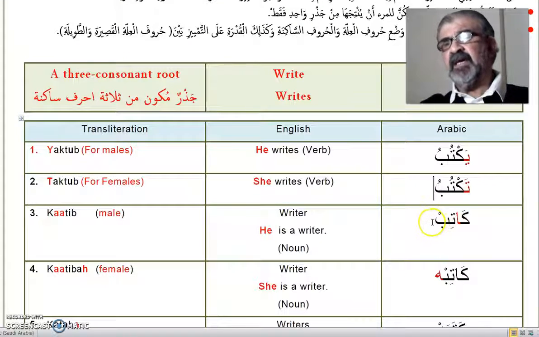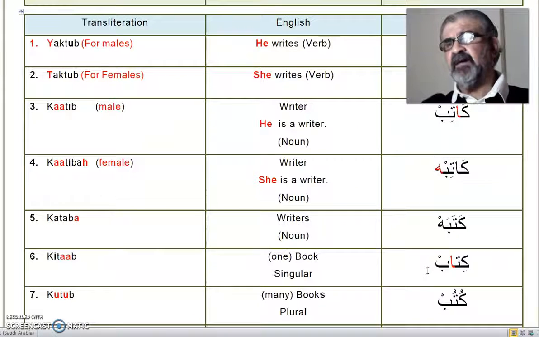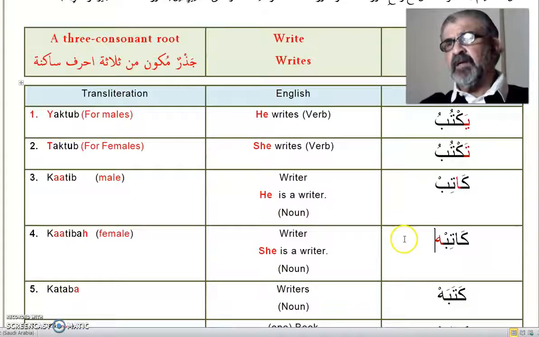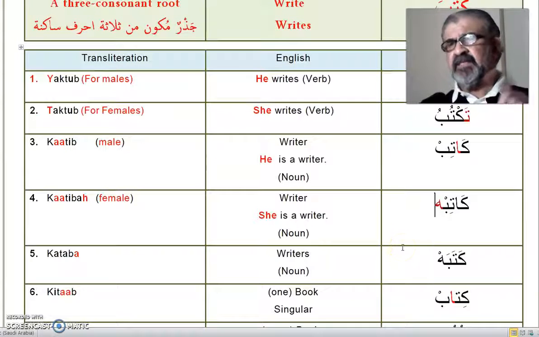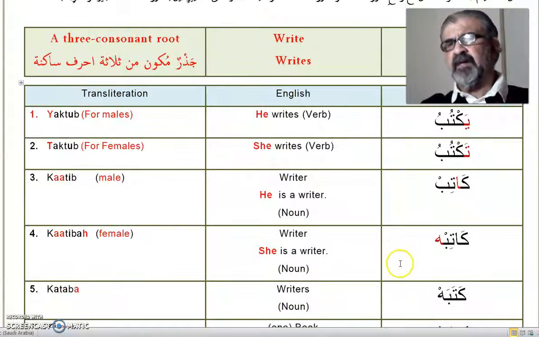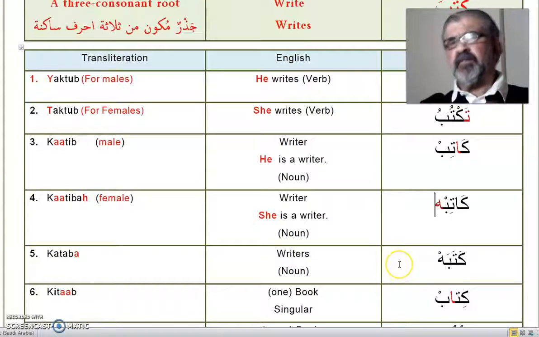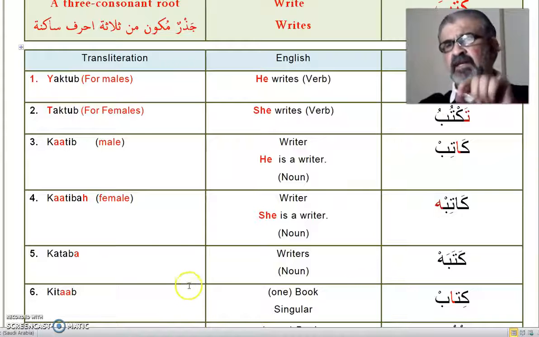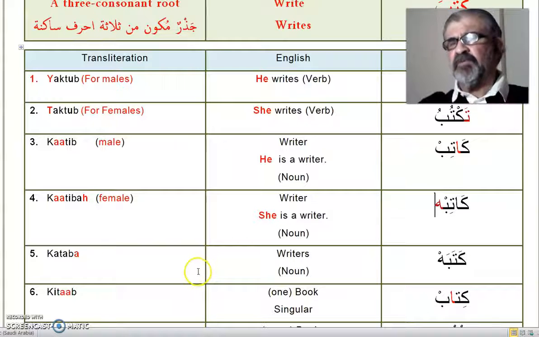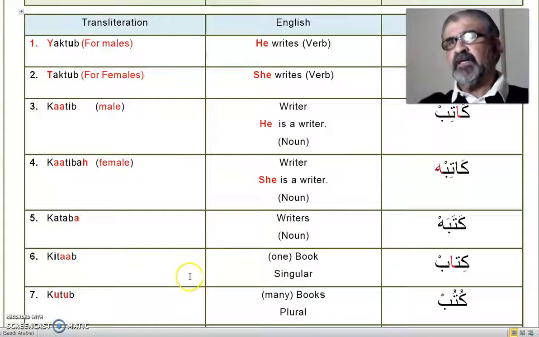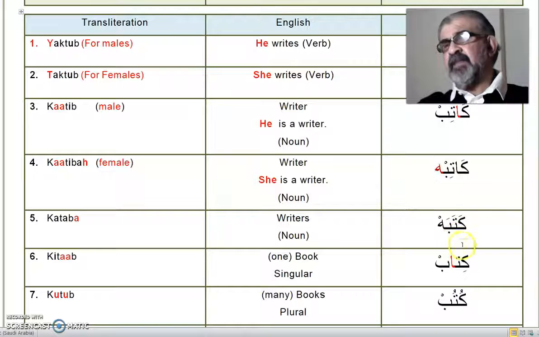Katib, كاتب male. كاتبة female. كتب. By the way, this could sound the same as the past tense of the word. You should be aware of that. That's why you should have the H sound at the end. Now, كتب, while using the sukun at the end, means the past tense of the verb write. He wrote a letter. كتب رسالة.